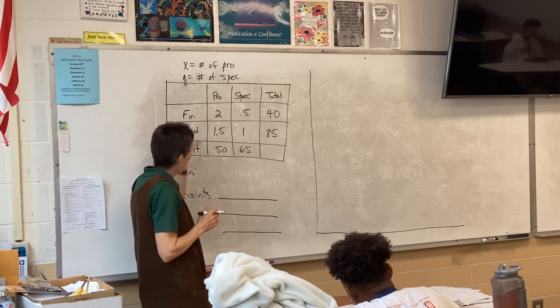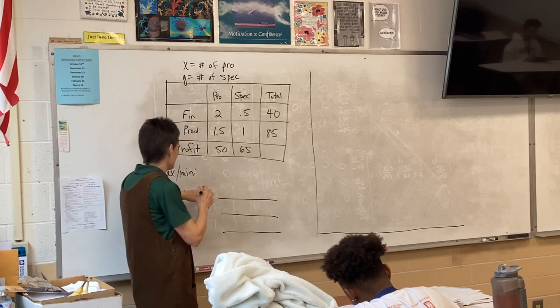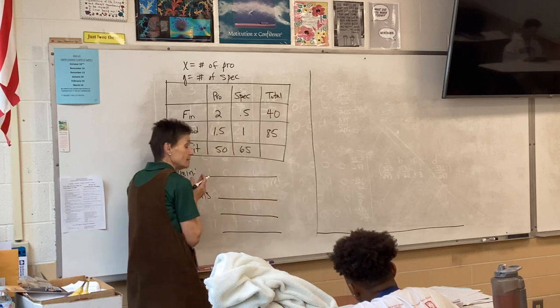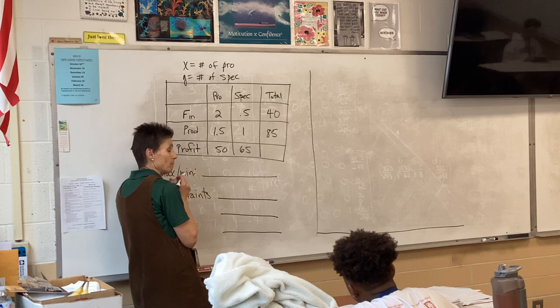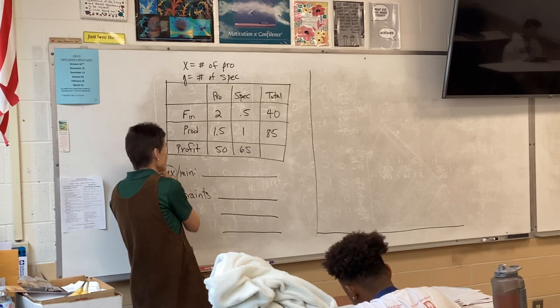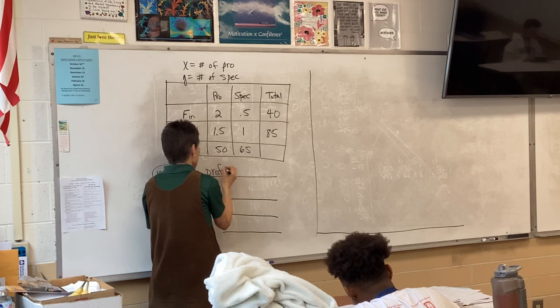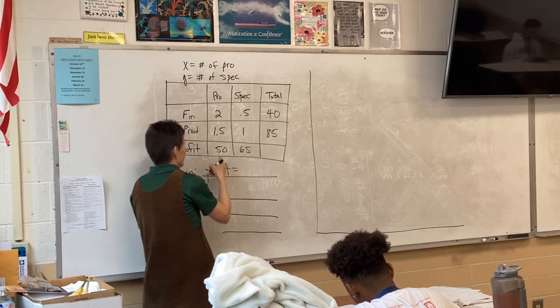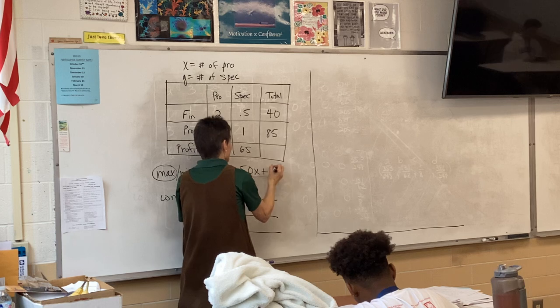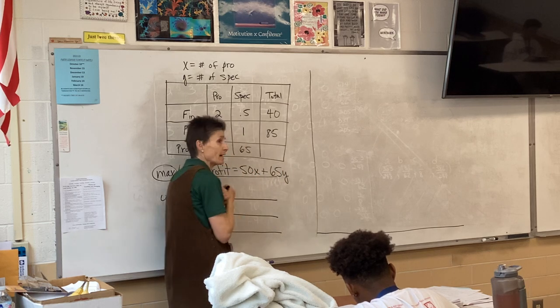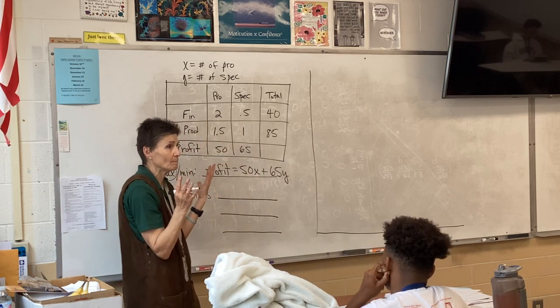Now all that is going to allow me to figure out what I'm trying to max or min. Is this a max or a min problem? What am I trying to max? Profit. And how do I calculate the profit? 50x plus 65y, right there. Got to have those variables, you can't do the problem.